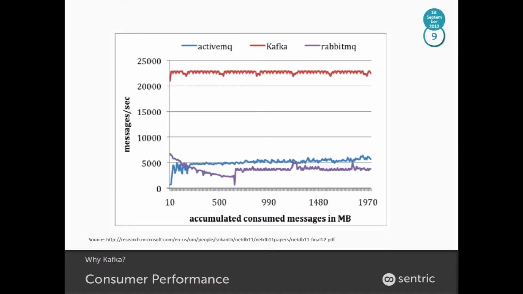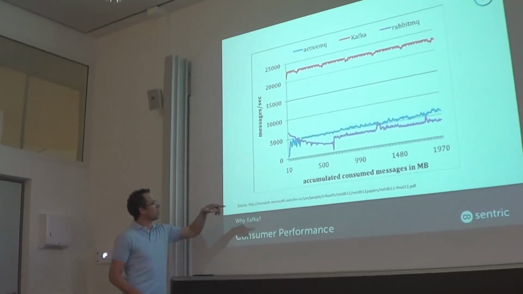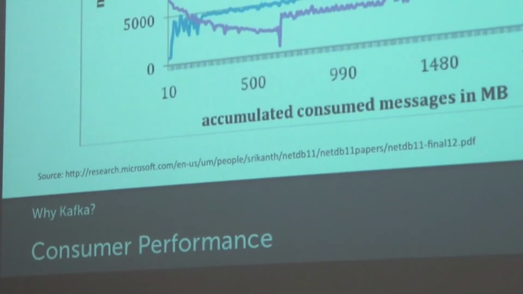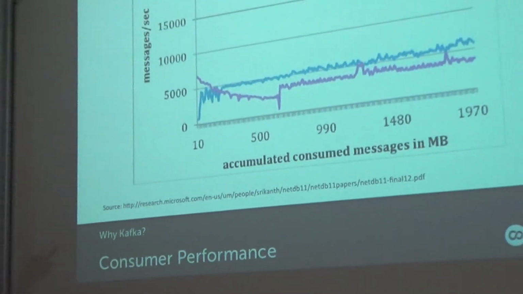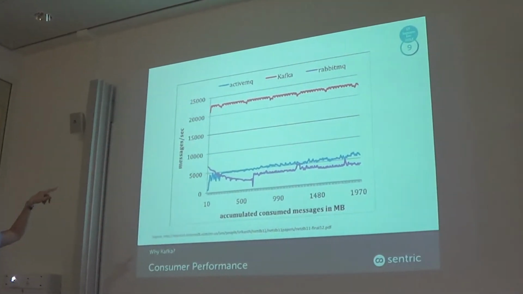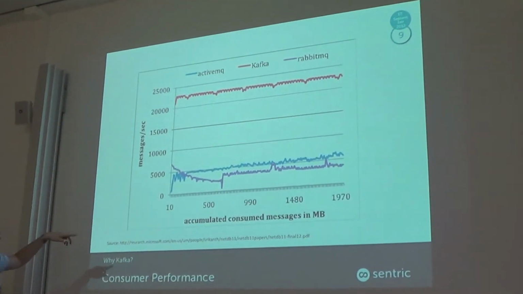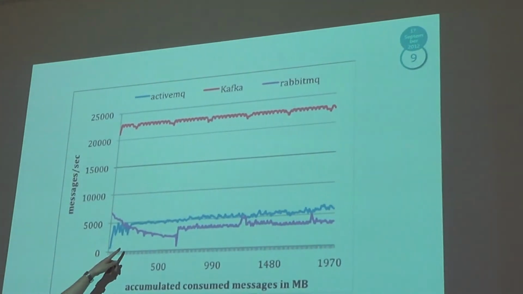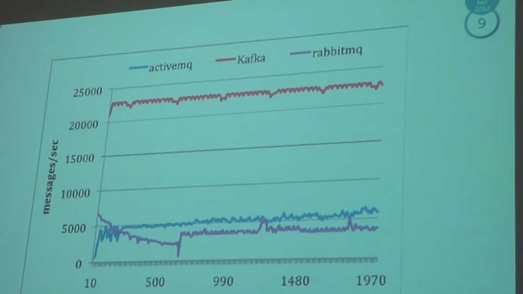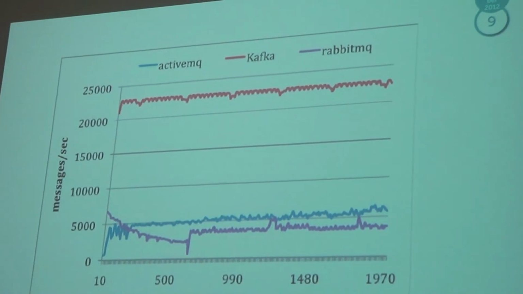We haven't benchmarked Kafka by ourselves, but Microsoft did a benchmark, which you can find at this source. Here is the consumer performance, and you can see that Kafka can consume 22,000 messages per second at a constant rate, whereas ActiveMQ and RabbitMQ are not so good with this processing or consumption of messages.